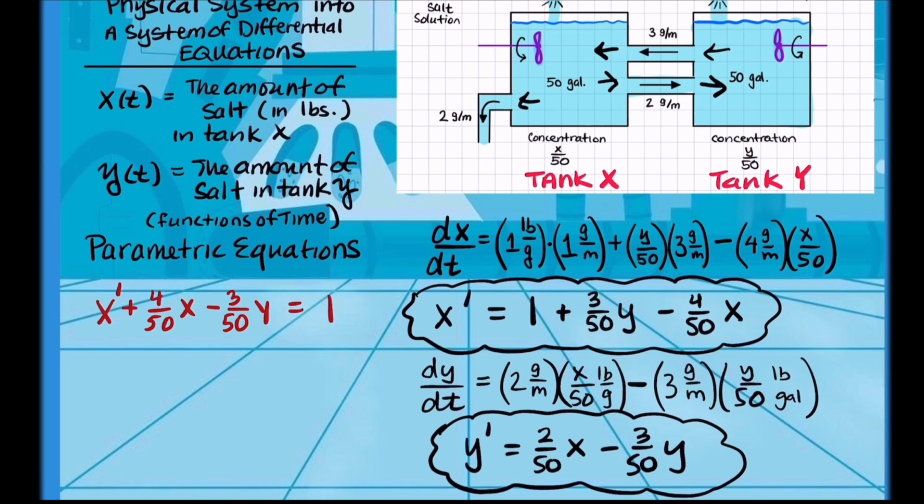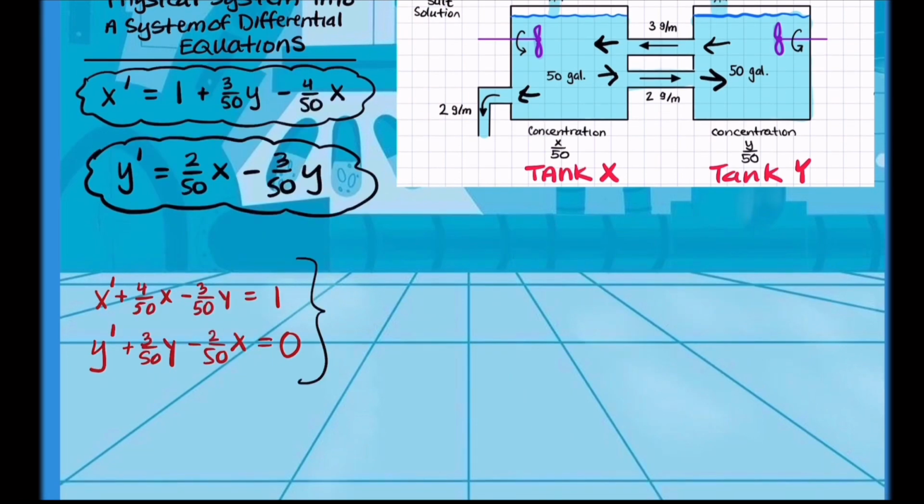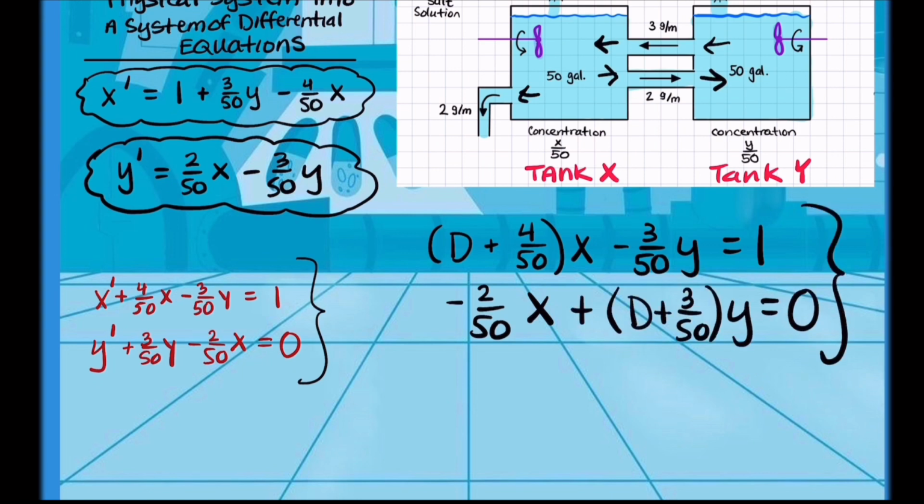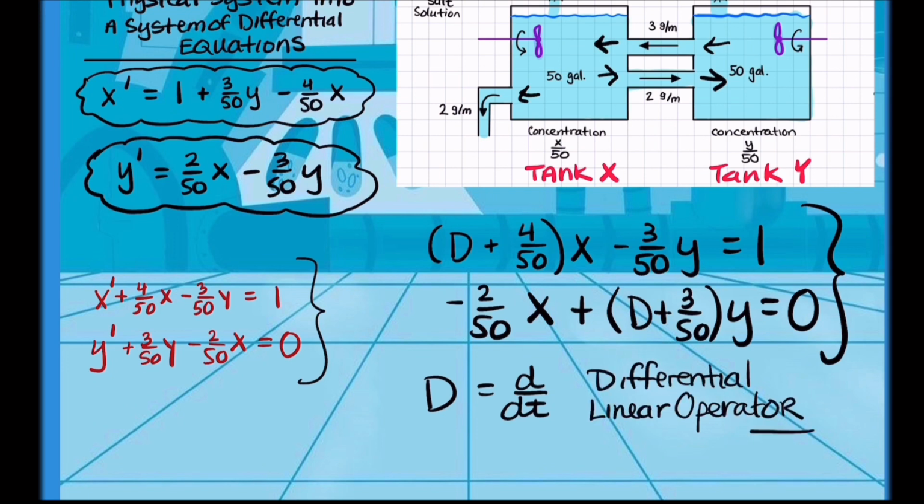By rearranging a few terms in each equation, we can rewrite it in the following way. x prime plus 4/50 x minus 3/50 y equals 1, and y prime plus 3/50 y minus 2/50 x equals 0. And the reason that we want to do this is because we want to employ something called a linear operator, a differential linear operator. So we're going to let that linear operator be given by the capital D, so that when we factor this in terms of this linear operator, we get the following equations, where capital D again stands for the linear differential operator d by dt.